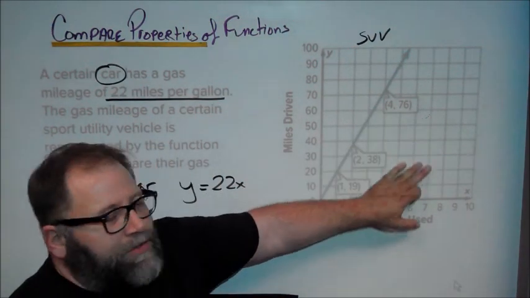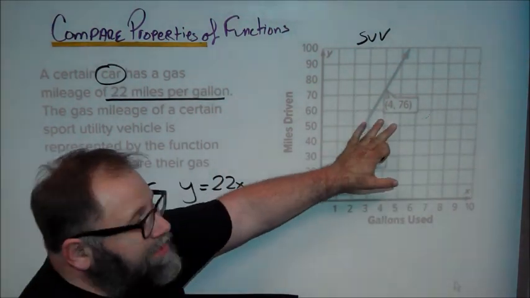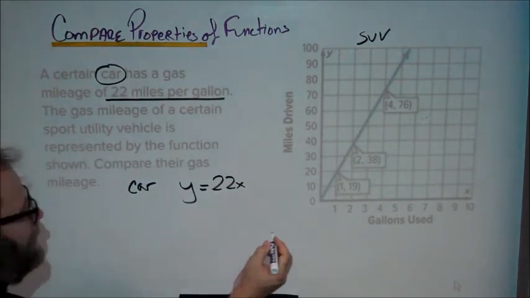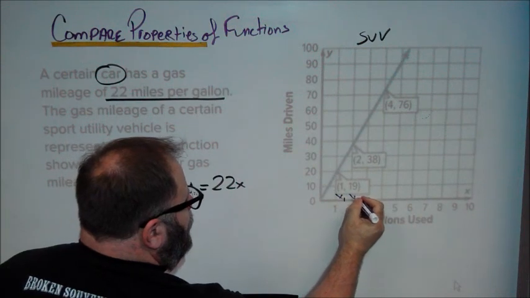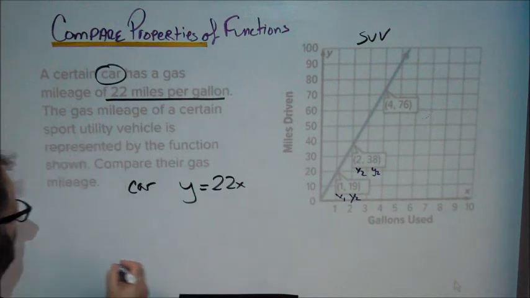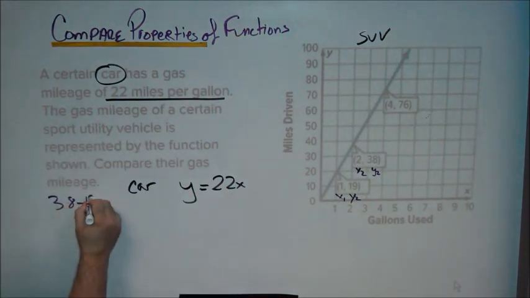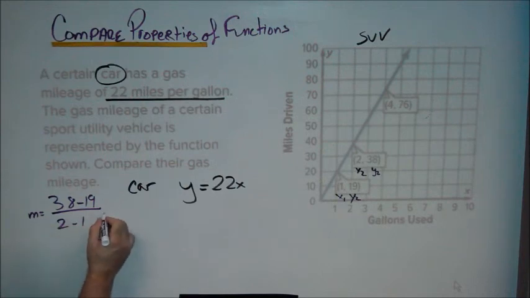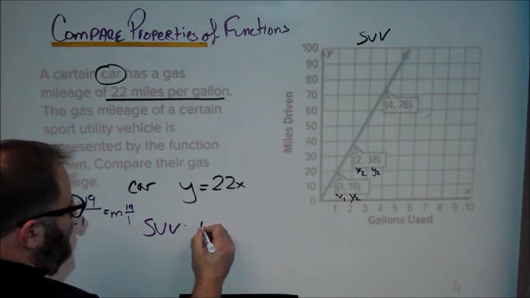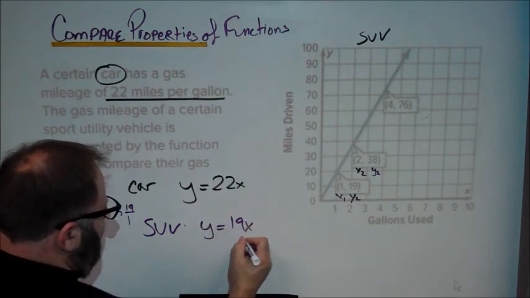We don't have an equation for this, but we do have some points here. So let's use our slope formula. Let me switch over to purple for this. I'm going to use (1, 19) and (2, 38). So I've got 38 minus 19 over 2 minus 1, which is going to give me a slope of 19 over 1. So then my SUV is y equals 19x.